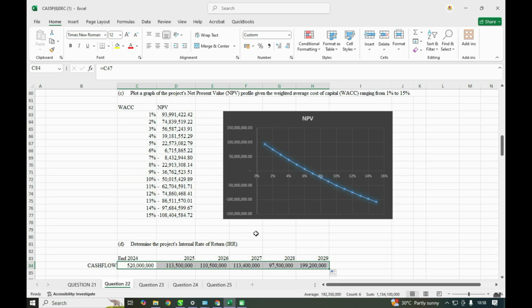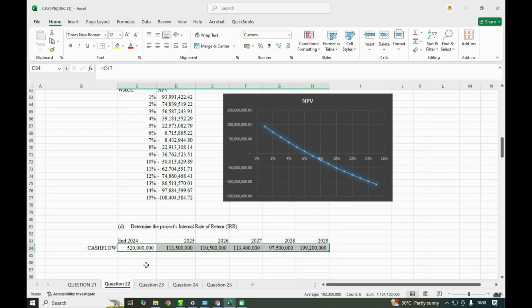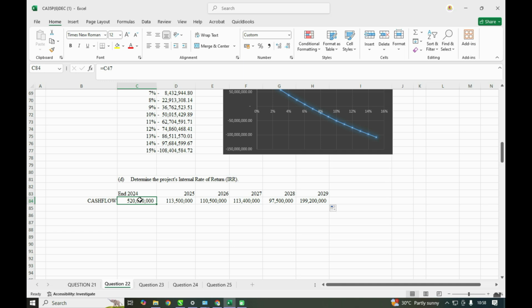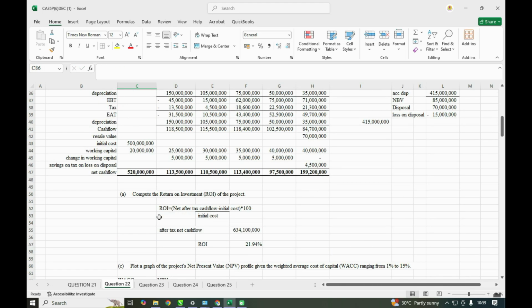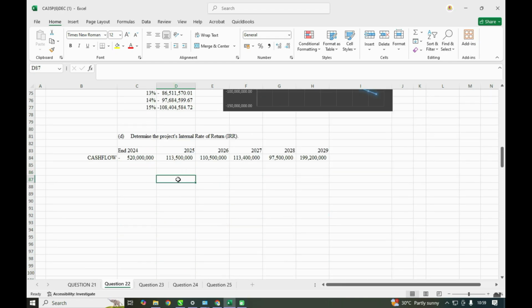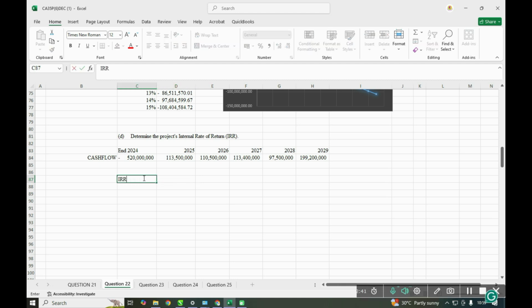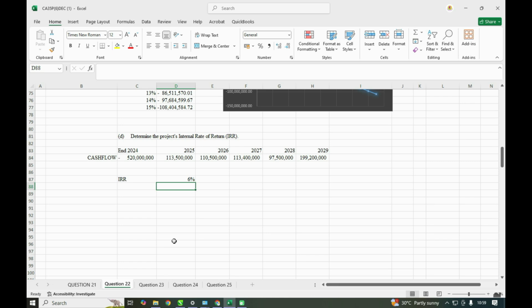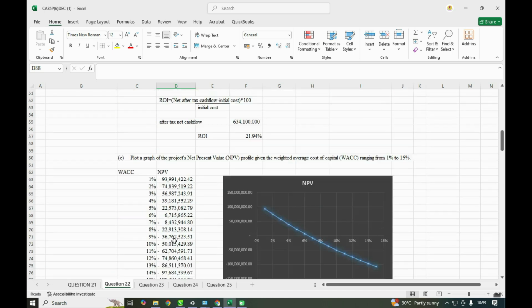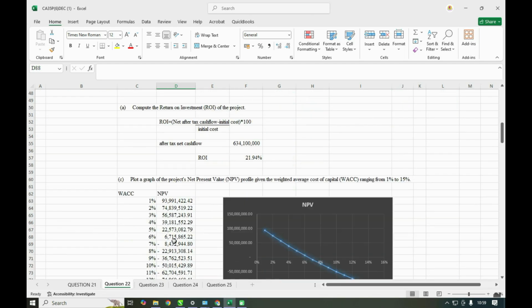That way, and because I need these, so this one I can put to be negative 520. Yeah, negative 520 million, so that my IRR, internal rate of return here, it uses all the values. IRR. So just need the value from here to this one. You'll find that you have an IRR of 6%.